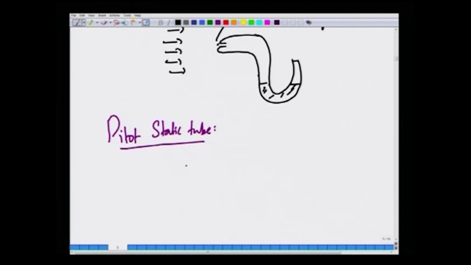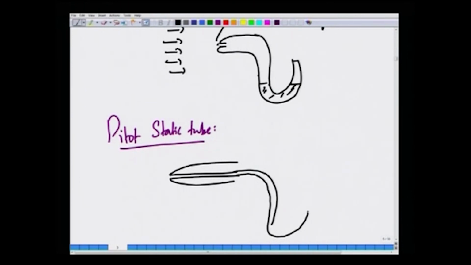So, you have a tiny hole, and there is the inner tube, which is one tap that measures the stagnation pressure, because fluid is coming like this, and then there are holes which measure the static pressure.